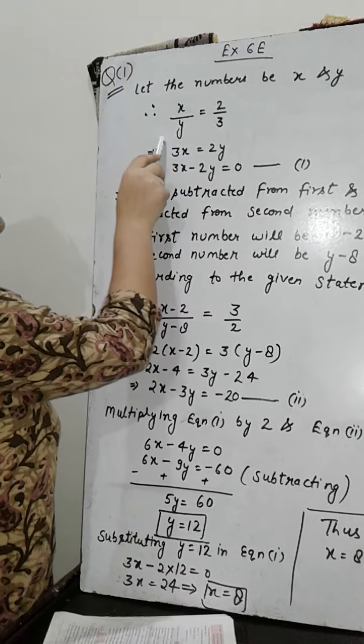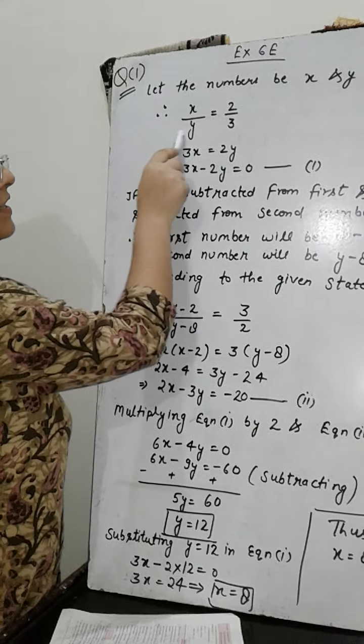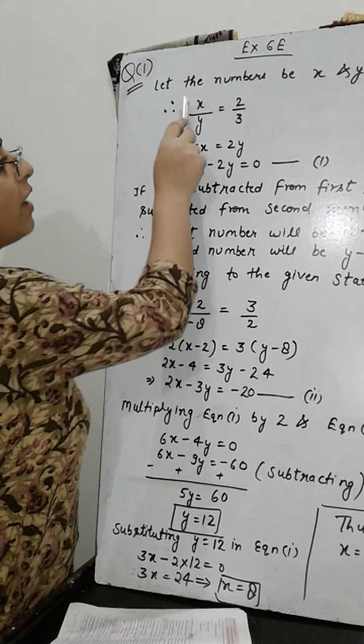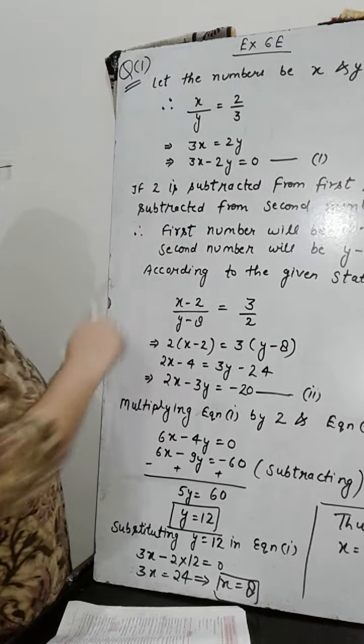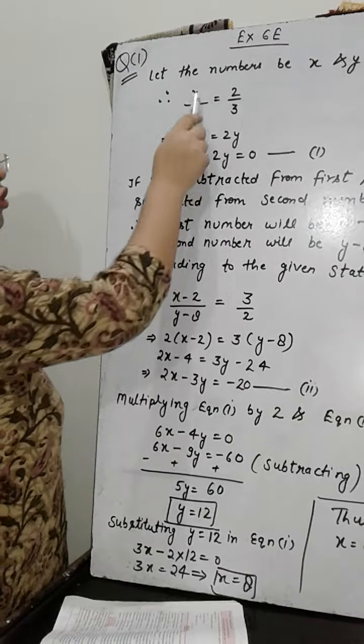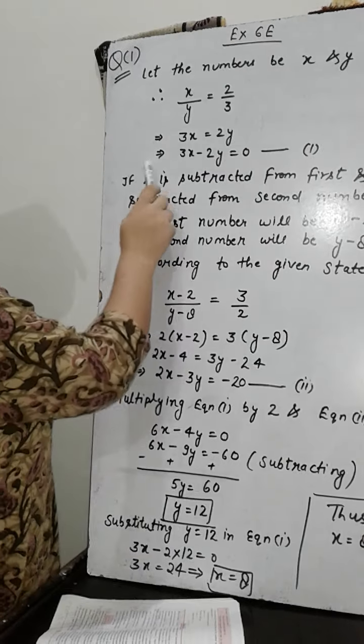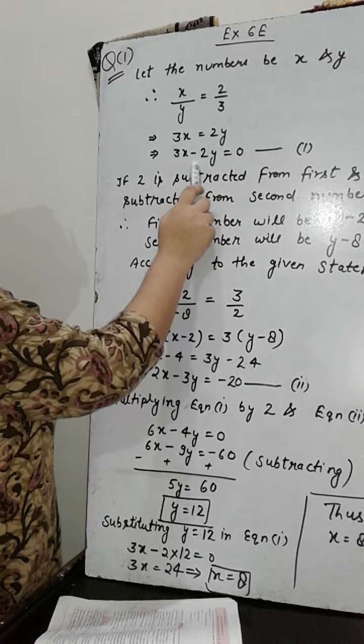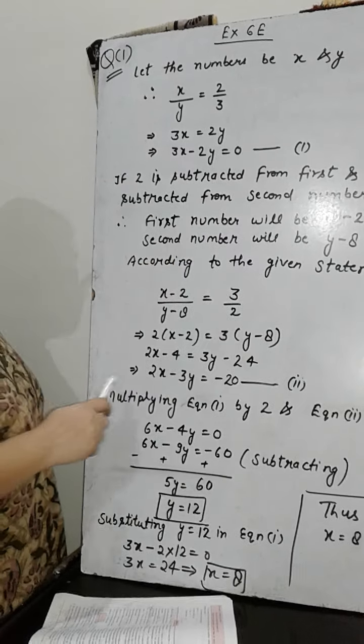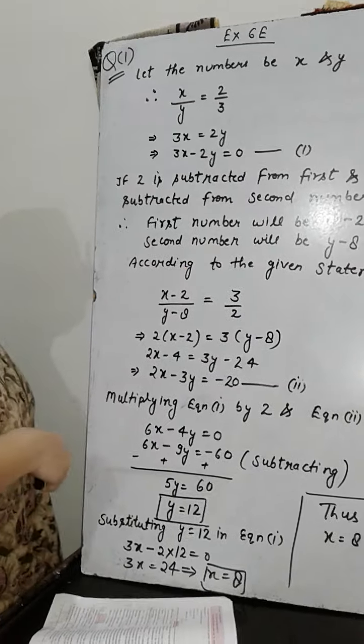According to the question, the ratio of x and y is 2/3. So x upon y equals 2/3. On cross multiplying, we get 3x equals 2y. It implies that 3x minus 2y equals 0. This is equation number first.